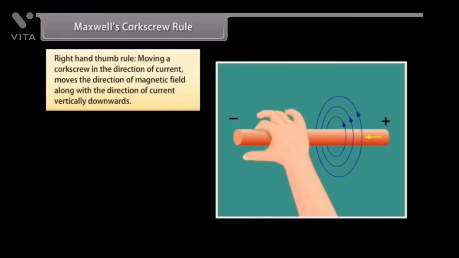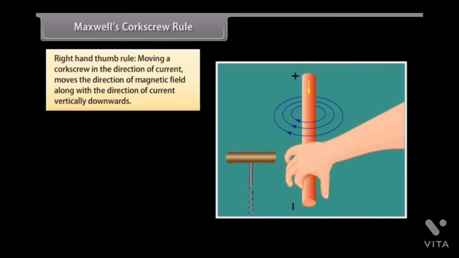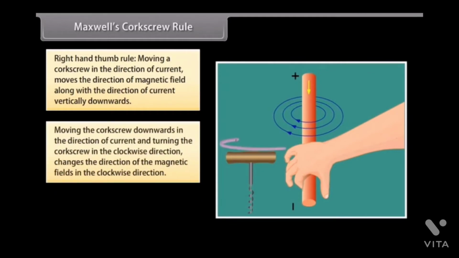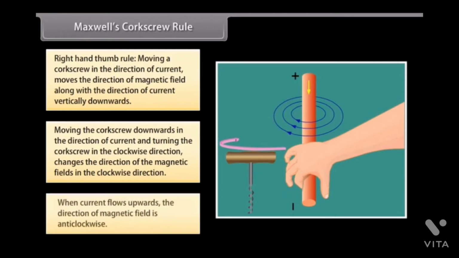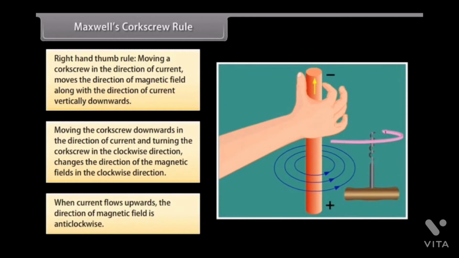Maxwell's corkscrew rule. Maxwell's corkscrew rule, also known as right-hand thumb rule, defines that moving a corkscrew in the direction of current moves the direction of magnetic field along with the direction of current vertically downwards. If we move the corkscrew downwards in the direction of current and the handle of the corkscrew is turned in the clockwise direction, then the direction of the magnetic field is in the clockwise direction. So, when current flows upwards, the direction of magnetic field changes and is anti-clockwise.